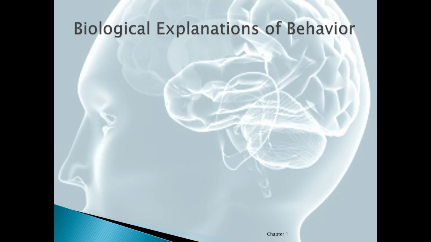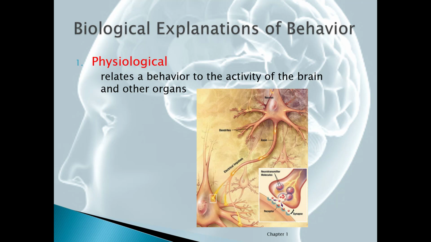So when we're discussing biological explanations of behavior, it's just like in Psych 101, where you learned about the different perspectives, maybe the learning perspective, the cognitive perspective, the sociocultural perspective, and the physiological perspective, among others. So when we're talking about psychobiology, we have these different ways of approaching biological explanations of behavior. So the first one is the physiological explanation.